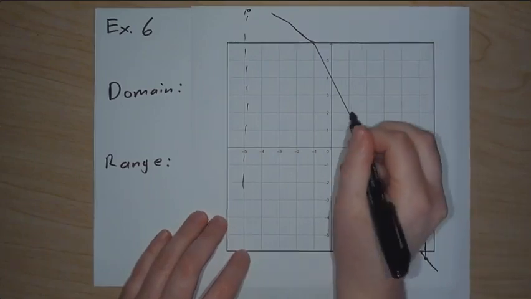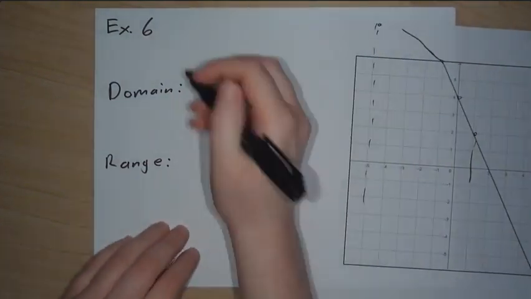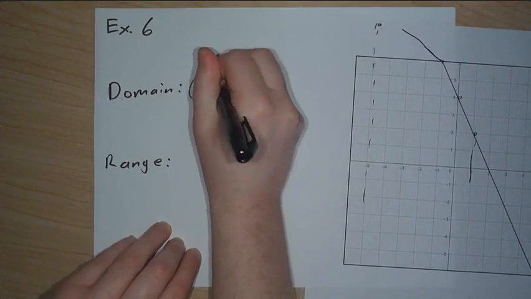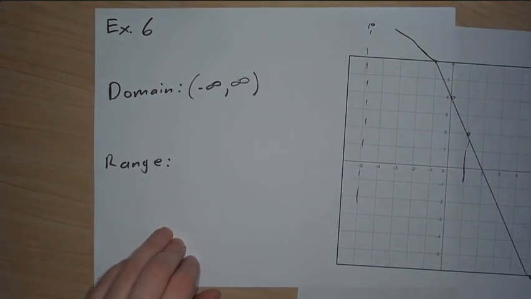And obviously at 1 it touches the line, and at 0 it touches the line. So our domain is all real numbers, or in interval notation, that's negative infinity to infinity.